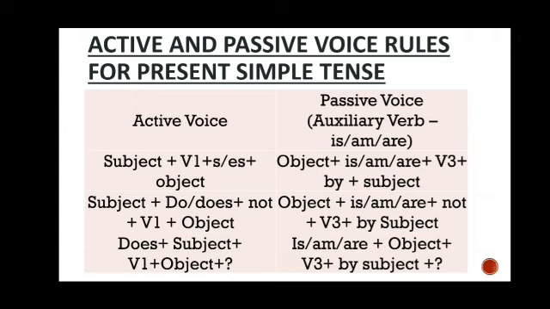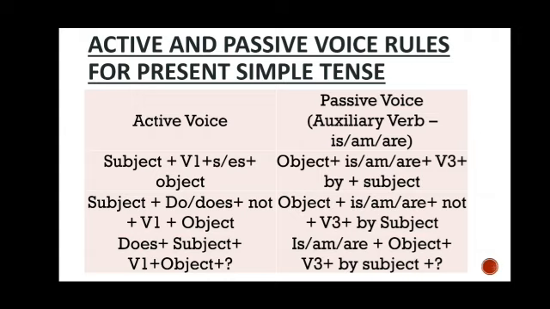Okay, object will come first, and then according to the object, if the object is singular, then you will use is. If the object is plural, then you will use are. But in other conditions, suppose I is given, then we are using am. You is given, then we are using are. They is given, then also we are using are. Then verb third is coming, and after that by, and then subject.